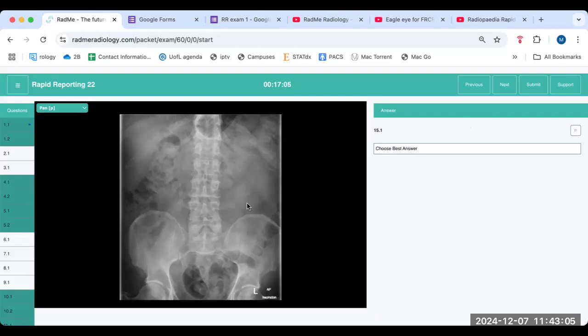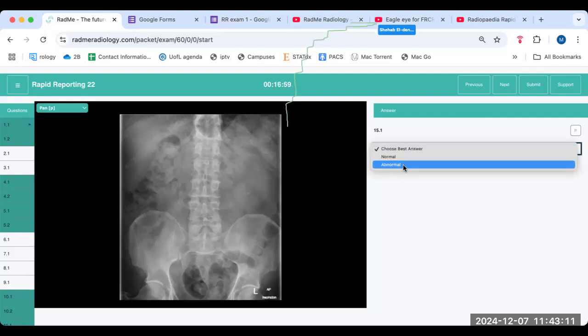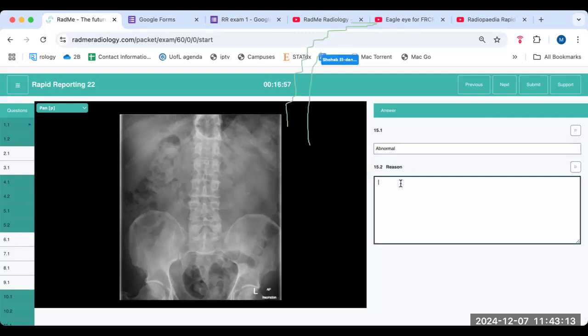Okay. Here I can see a radiopaque shadow in the renal shadow in the lower pole. So I will put it as left renal stone, side first. Okay.